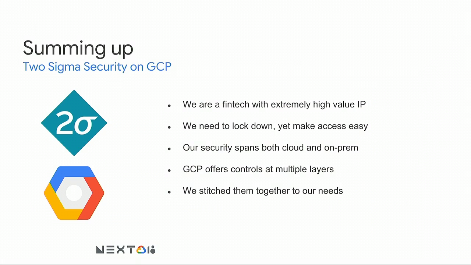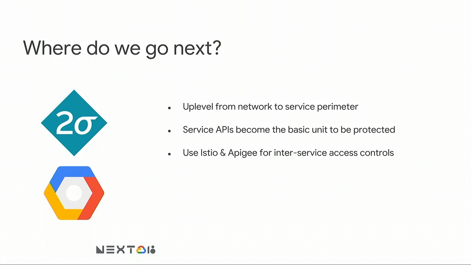And to sum it up, at Two Sigma, we're a fintech company with extremely high value IP, like many of you might have. And as I said, we need to lock everything down, but make access easy. And we need a hybrid solution that spans both cloud and on-prem. And by using GCP, we get control to do so securely, easily, and still use a lot of features. And because of them, we're able to easily stitch all of that together to suit our needs. So Sam will tell us where we can go next.